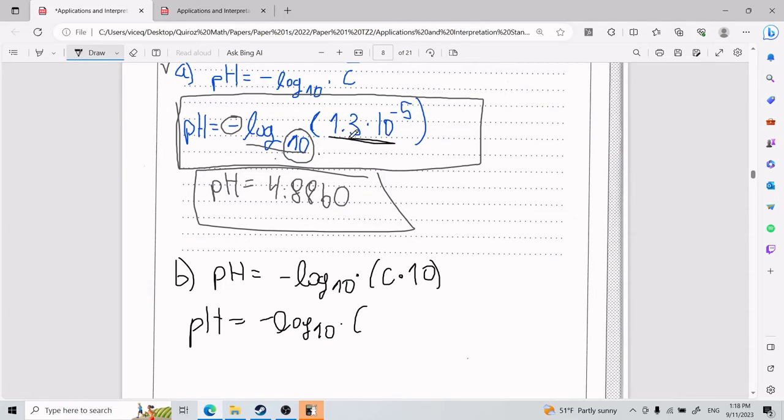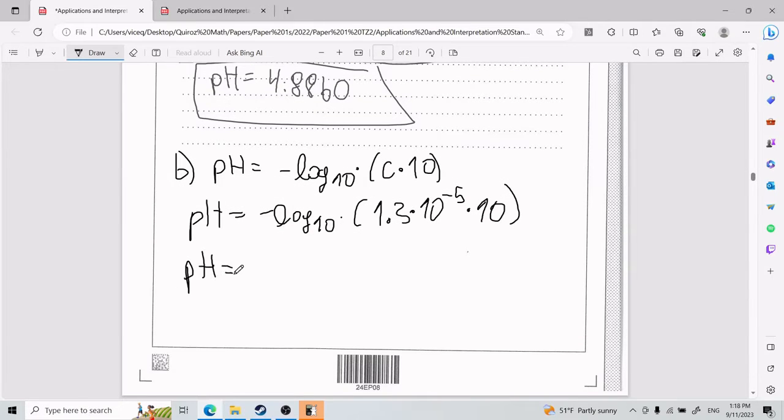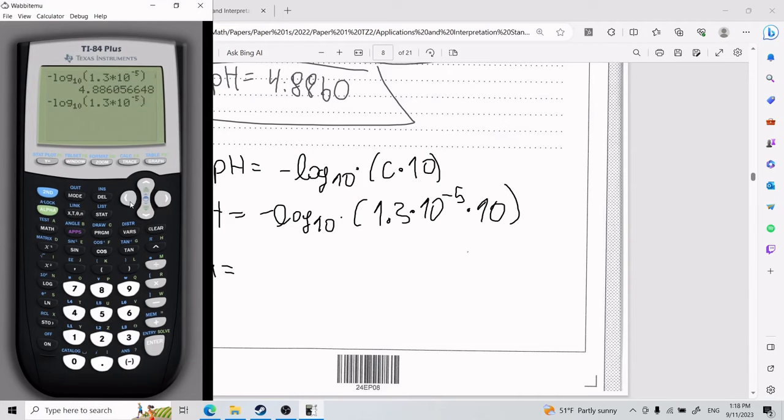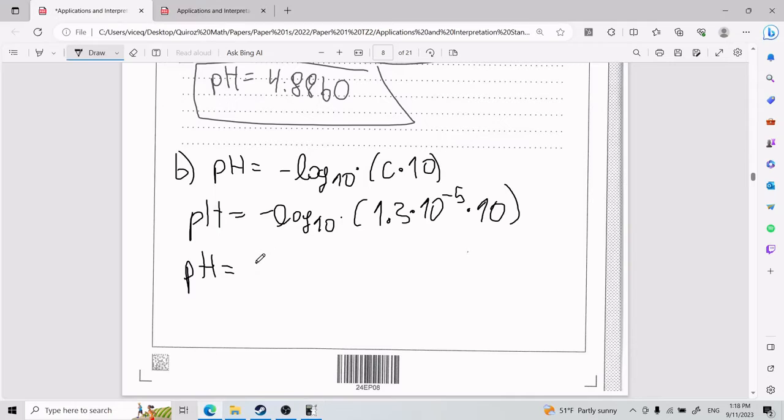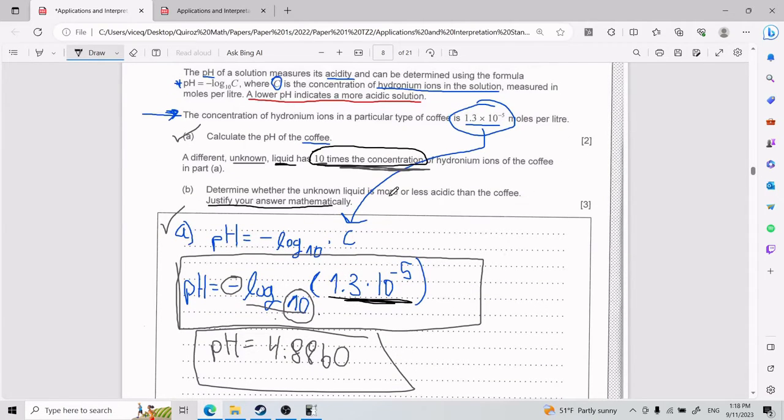See? We saw that this is C, so I'm going to go ahead and put 1.3 times 10 to the negative 5 times 10. I know it looks kind of nasty, okay, but if you plug it all into your calculator and trust your calculator, it's going to be fine, see? So if I go ahead and plug this in, I end up with, well, let's see. So over here, I can do times 10. So there I have negative log 10 times C times 10, see? Beautiful. I end up with 3.8860. So my pH in this case for the unknown one is 3.8860. And from here, they're asking us to justify mathematically which is more or less acidic.